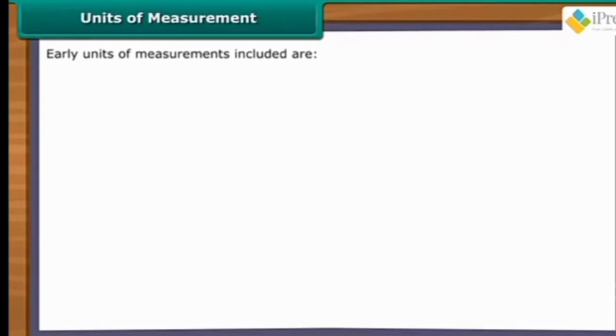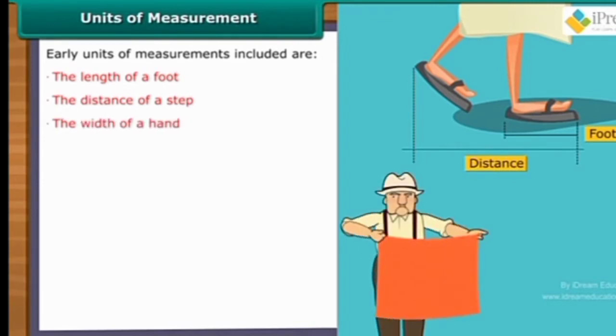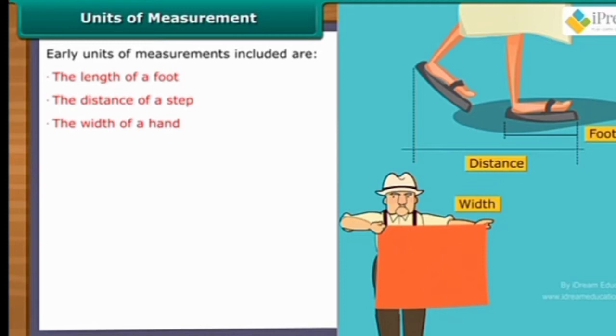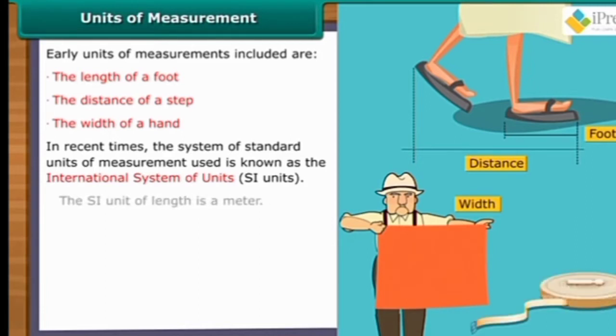Measurement. In the early days, units of measurements included the length of a foot, the distance of a step, and the width of a hand. However, these were difficult to maintain as the length of a foot would vary from person to person. To standardize the units, a metric system was put in place. This system is a standard unit of measurement, and the system of standard units of measurement used now is known as the International System of Units, or SI units.